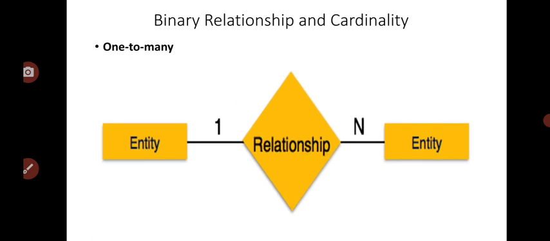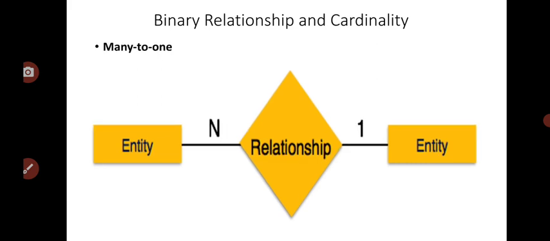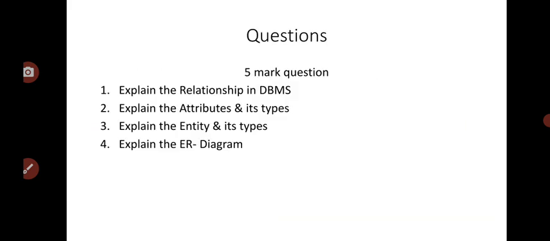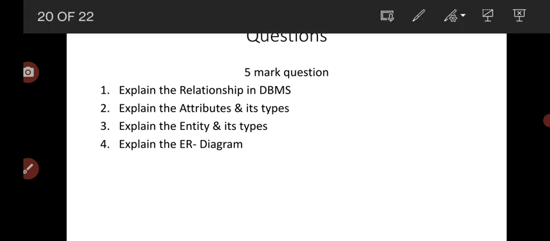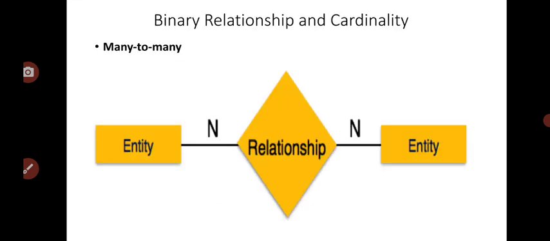Binary relationship and cardinality, one-to-many. Here one entity can participate with n number of entities, and such type of relation is called one-to-many cardinality. Then we come to the binary relationship and cardinality that is many-to-many cardinality. Here n number of entities can be related to n number of entities. Such type of relations is called many-to-many relations or cardinalities that exist in a binary relationship.